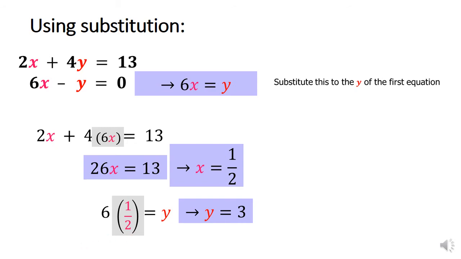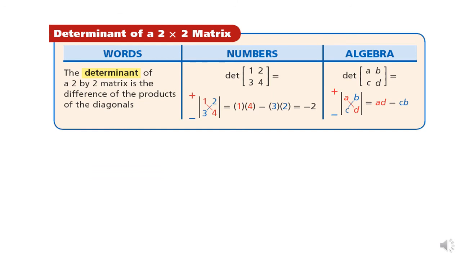Now for Cramer's rule, we first recall the formula for a determinant. We're given an equation containing two variables. So what we want is the determinant of a 2 by 2 matrix.